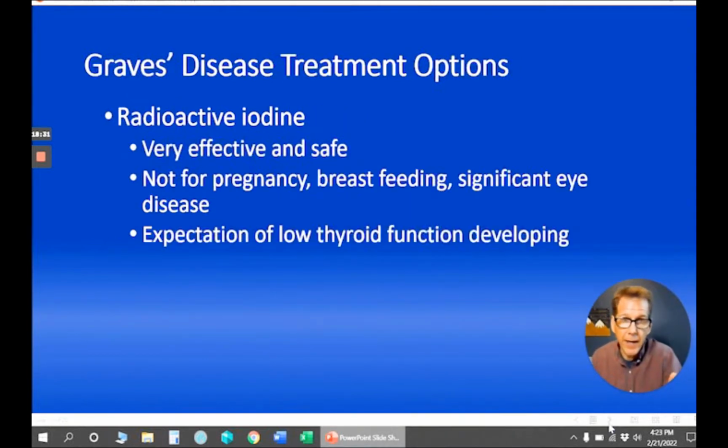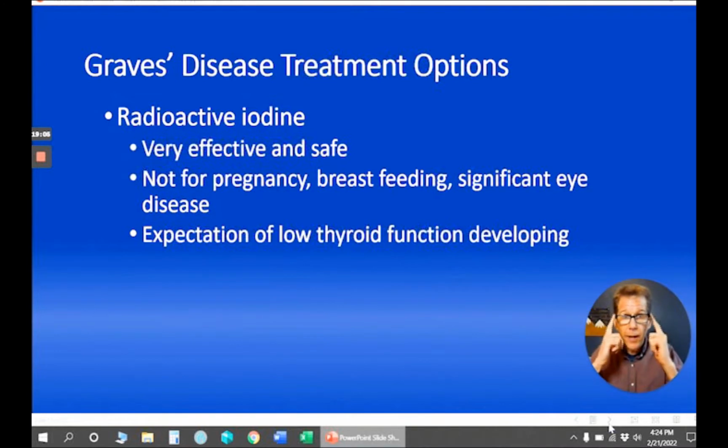Now, radioactive iodine sounds scary. Radioactive anything, right, sounds a little bit scary. Been around since about 1940 or 1950, long track record of safety. The basic idea is you swallow a little bit of iodine that's got some radiation attached to it, and that allows it to get concentrated in the overactive thyroid tissue and ultimately to destroy that tissue. So it's very safe, it's very targeted for the thyroid gland. Because that radioactive iodine can show up in breast milk or can affect the baby, we don't use it if you're pregnant or breastfeeding.